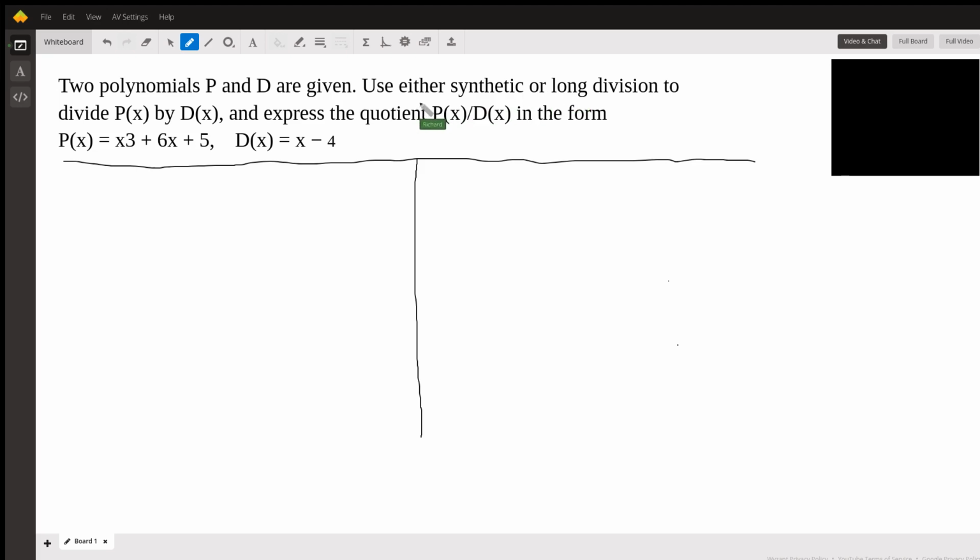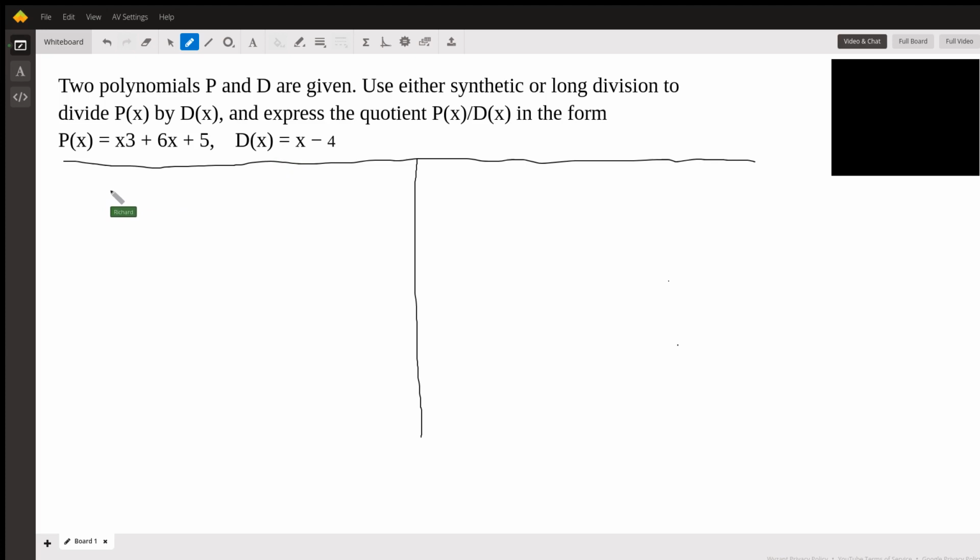But synthetic division can only be done when the denominator is linear. So you can see in this case the denominator is a linear equation. x minus 4 is a straight line. And so we can actually use synthetic division. I'll start with that one over here on the left side. I'm going to do this both ways.